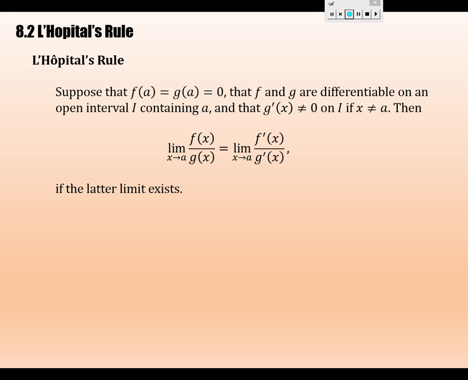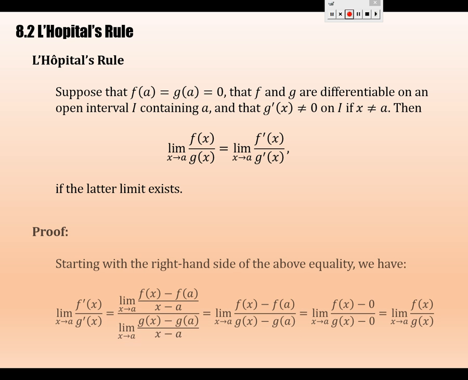Then the limit we desire is supposedly equal to the exact same limit as x approaches a, but of the derivative of the top over the bottom. And that's not a typo. We're not asking you to use the quotient rule or anything like that. It seems like after being so careful to take derivatives with quotients, that is in fact not what we're saying here, though, is it?